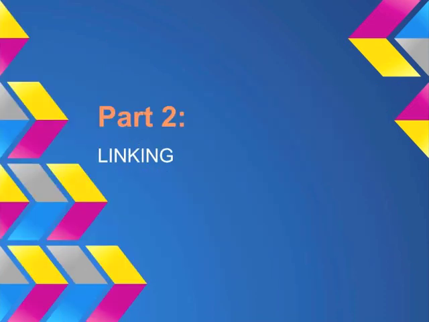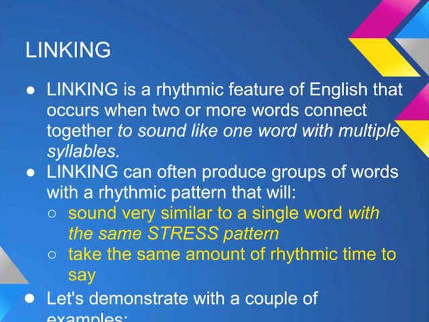Part 2, Linking. Linking is a rhythmic feature of English that occurs when two or more words connect together to sound like one word with multiple syllables. Linking can often produce groups of words with a rhythmic pattern that will sound very similar to a single word with the same stress pattern and take the same amount of rhythmic time to say.